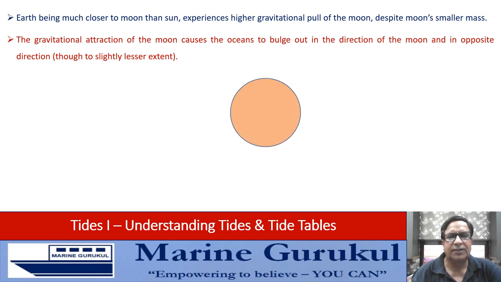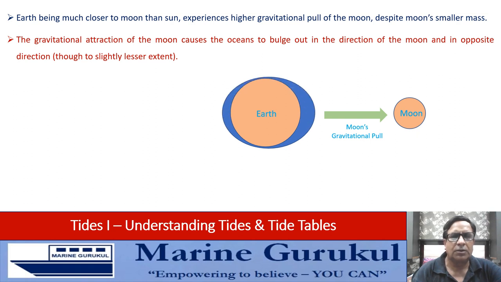We can see this in the diagram that's coming up. This is the Earth. We have the Moon. The Moon exerts gravitational pull on the Earth. This causes the bulging of the water in the direction of the Moon and in the opposite direction. Why? Because the water here is pulled towards the Moon.